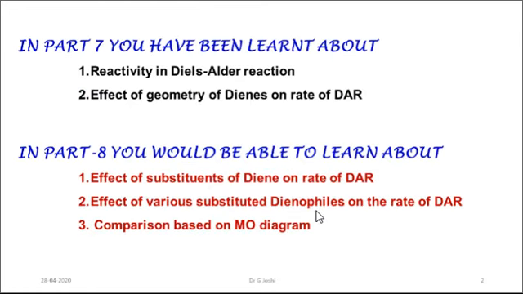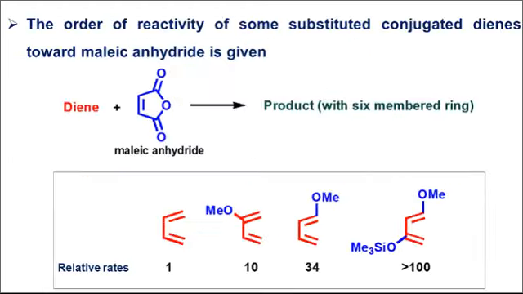In the previous class, part 7, we discussed the reactivity of the Diels-Alder reaction. It was just an introductory part, and we discussed how the geometry of dienes can affect the rate of the Diels-Alder reaction. In part 8, we will be discussing the effect of substituents on the diene, and the effect of various substituents on the dienophile, on the rate of the Diels-Alder reaction, and we'll make a comparison based on molecular orbital diagrams. In the previous class, we ended with the effect of the geometry of the diene on the rate of reaction.